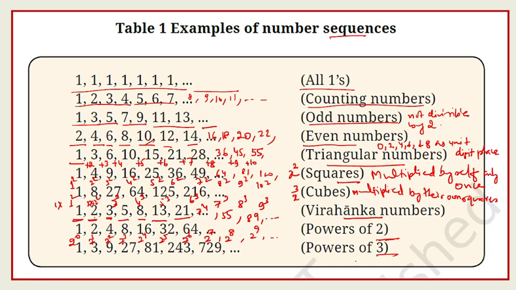Similarly, powers of 3. In powers of 3, 3 to the power 0, anything to the power 0 is equal to 1. Then 3 to the power 1, 3 to the power 2, 3 to the power 3, 3 to the power 4, 3 to the power 5, 3 to the power 6, 3 to the power 7. So in this way, powers of 3. Some of the patterns of number sequences are given here.